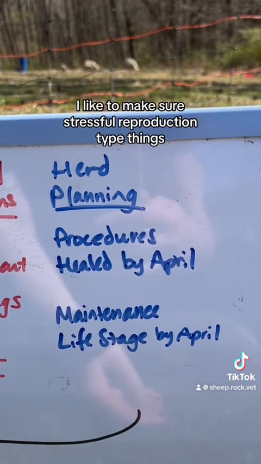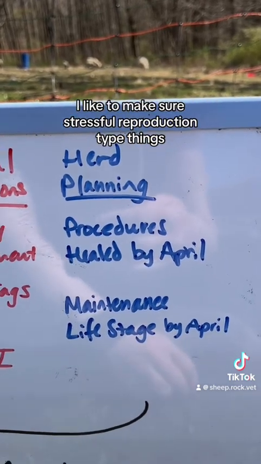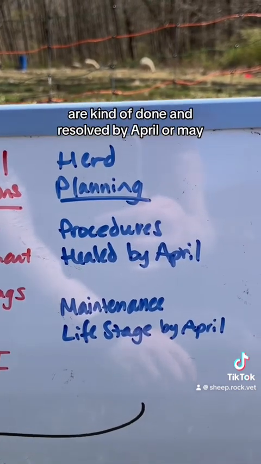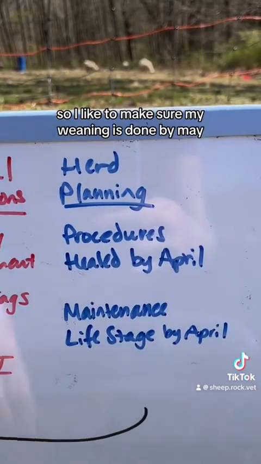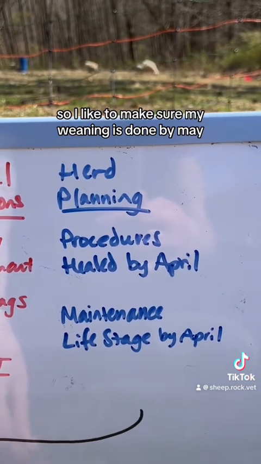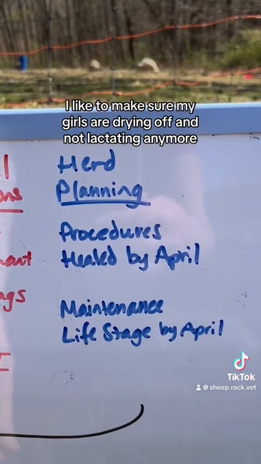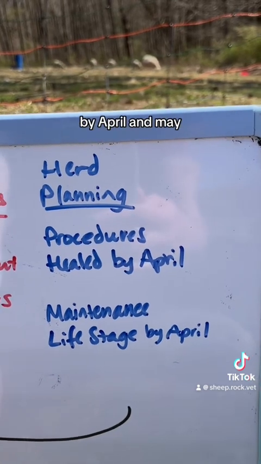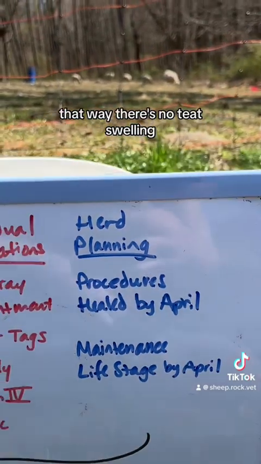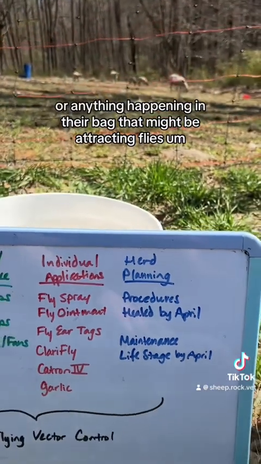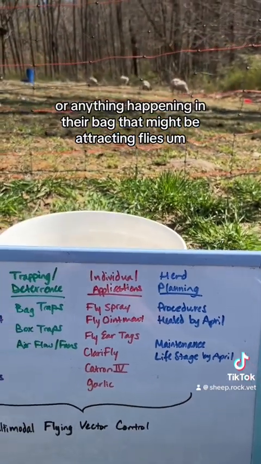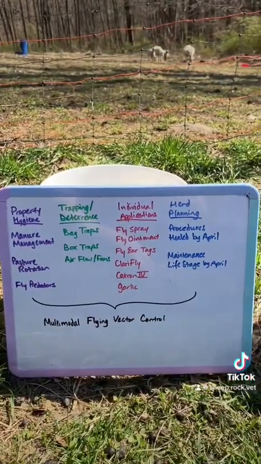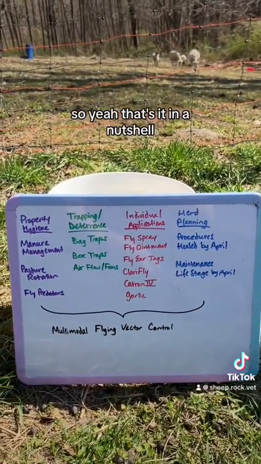The other thing is I like to make sure stressful reproduction type things are kind of done and resolved by April or May. So I like to make sure my weaning is done by May. I like to make sure my girls are drying off and not lactating anymore by April and May. That way there's no teat swelling or anything happening in their bag that might be attracting flies. So yeah, that's it in a nutshell.